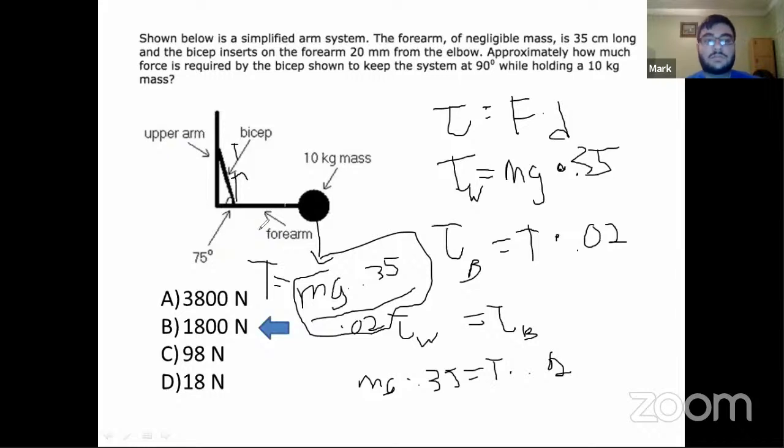Why did I not subtract from the entire level arm? Because this is not the point of pivot. This is the point of pivot. They told us that this was 0.35 away from the pivot point, and they told us that this was 0.02 away from the pivot. All we care about is this relative to the pivot, not from each other, not from anything else, just from the point of pivot. The point of pivot is the elbow, and that's okay. Anything else? Any other questions before I continue?